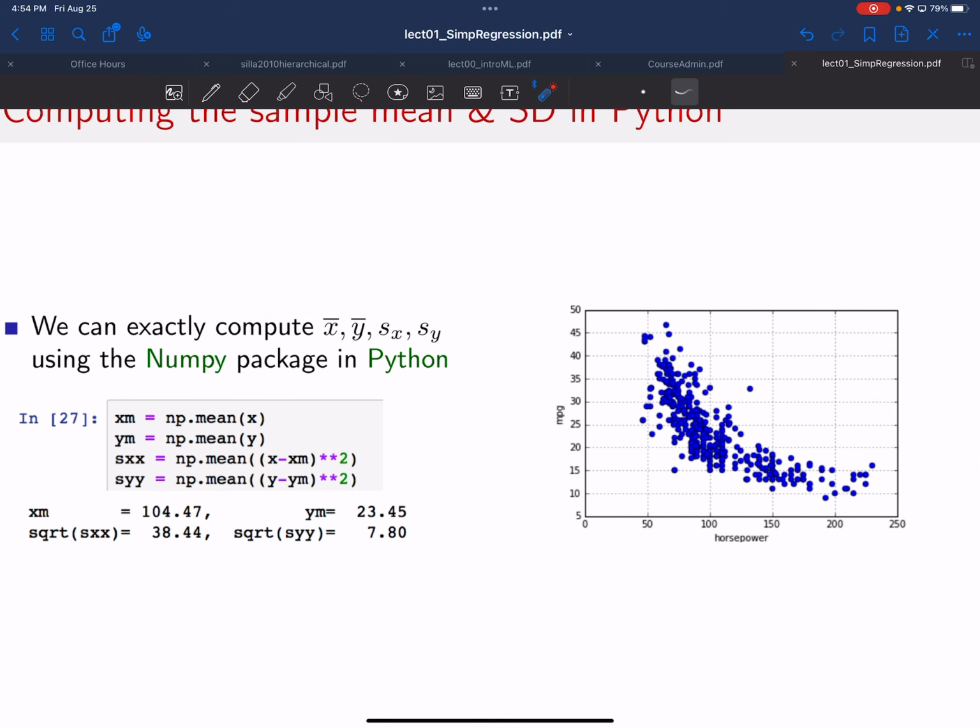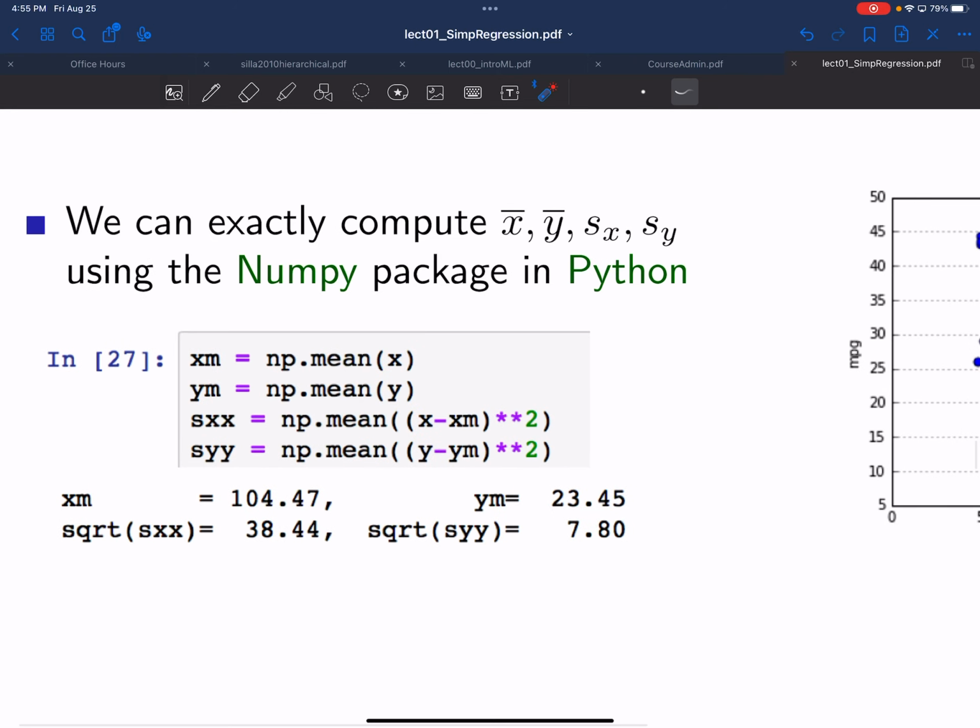This NumPy package, this is one of the many things it can do. Notice that our commands always have np dot something, so it's in the NumPy package. We're using the mean command, applying that to our vector x. This is returning a scalar xm, which we're printing out here, 105. So that's pretty close to what we guessed.